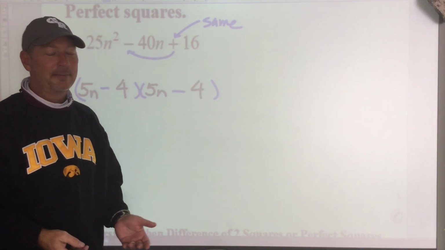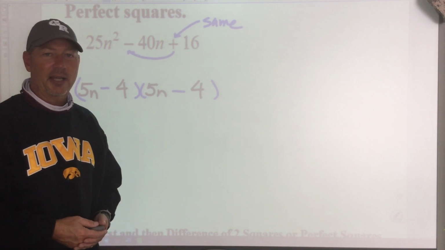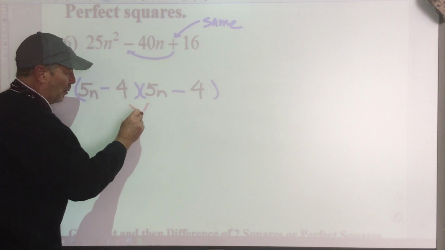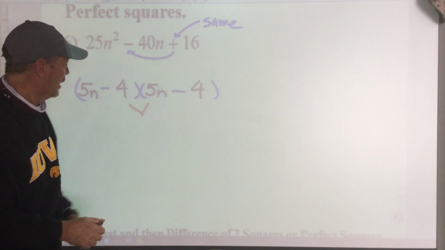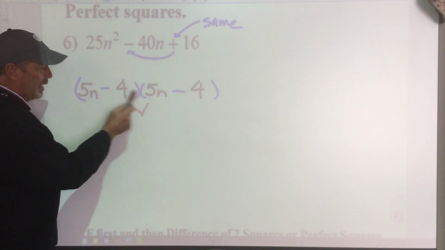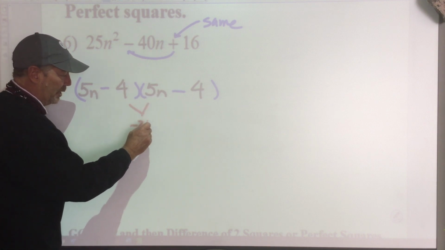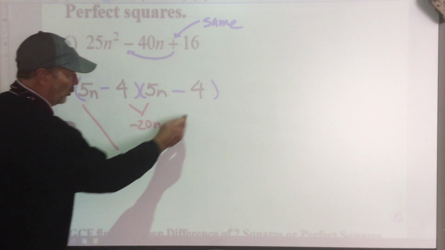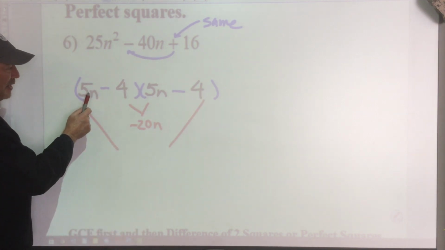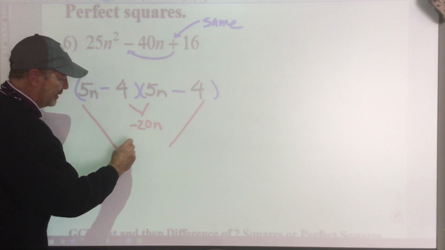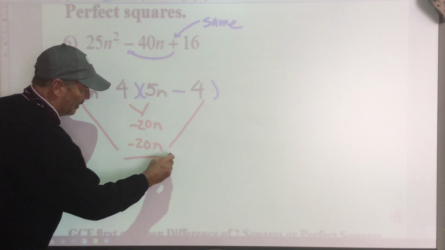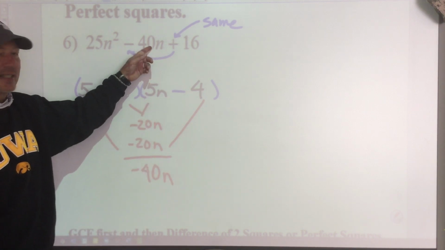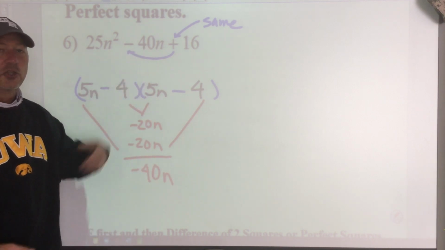Have we done this right? I'm not sure. Is there a way to check? Yes. Here's the way we're going to check. I'm going to ask you to multiply or pinch that in the middle, and I'm going to go negative 4 times 5n is a negative 20n. Then we're going to pinch in the back end. We're going to multiply, and we're going to say 5n times negative 4 is a negative 20n. That will give me a total of negative 40n. Is that what I needed to happen? Yes.